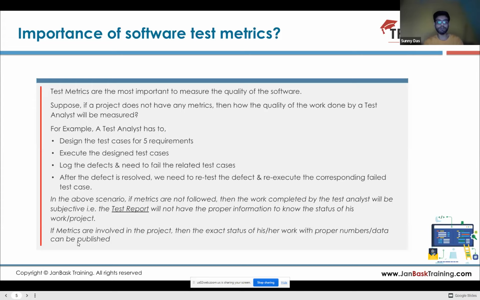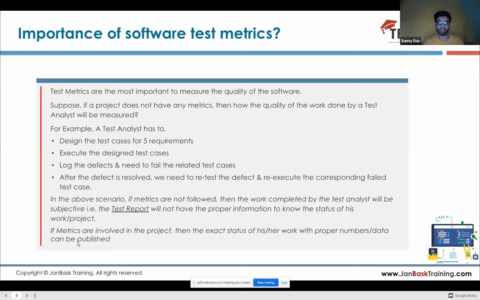In this scenario, if metrics are not followed, how is a test manager going to know how much task is done, how much work is completed by you, what is the quality of the overall software, and what is the quality of your work as well? So suppose you have generated 25 test cases out of those 5 requirements, and you have not logged a single defect. All the test cases have passed. Fine, there is no issue if you don't find a defect.